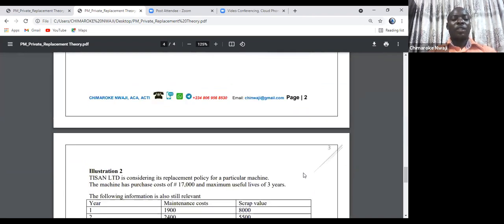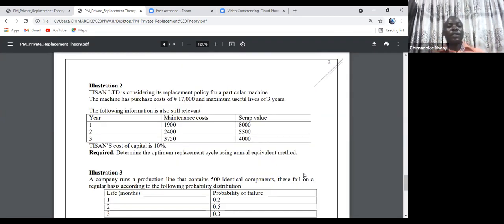Look at illustration 2, which I will give you as an assignment. TISA Limited is considering its replacement policy for a particular machine. The machine has a purchase cost of 17,000 and a maximum useful life of 3 years. You can see the maintenance cost increasing with time and scrap value reducing with time. We are given the cost of capital to be 10%. Now determine the optimal replacement cycle using the annual equivalent method. That's an assignment for you.